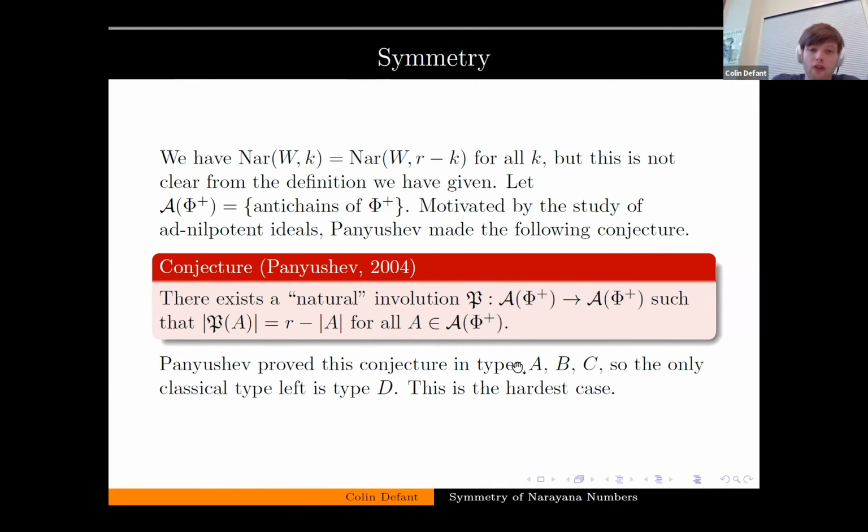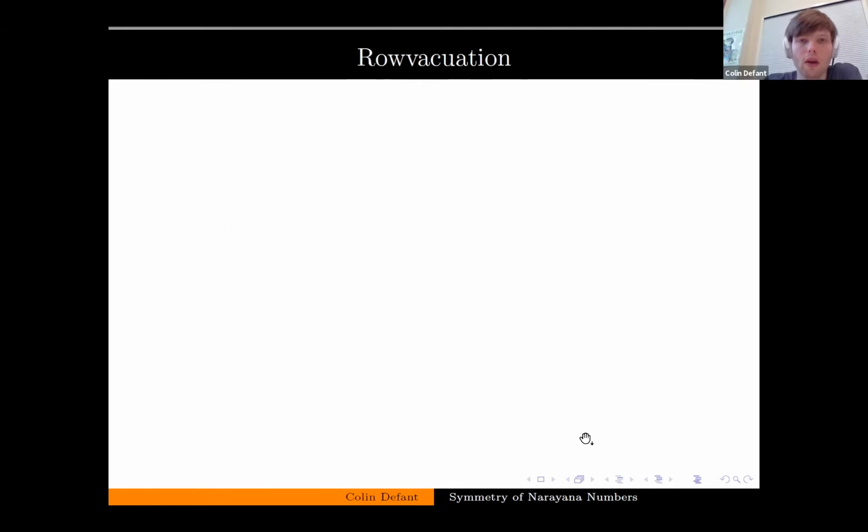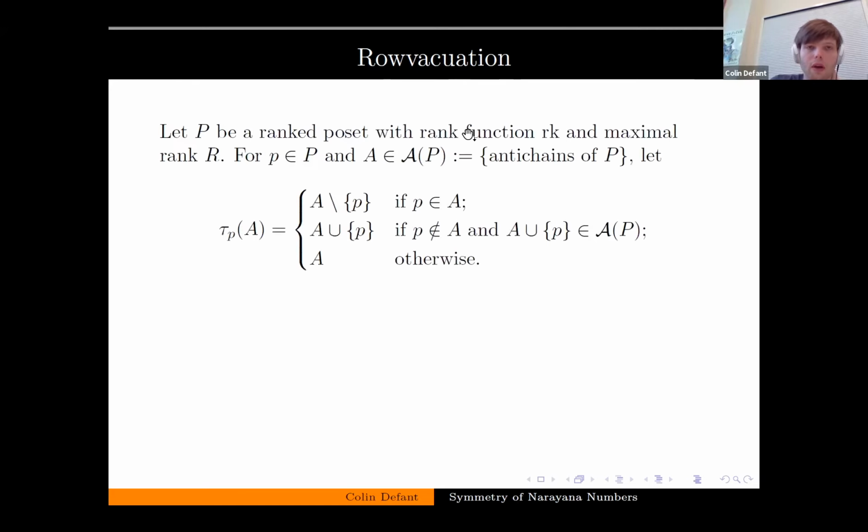And Panyushev proved this conjecture in types A, B, and C. So if you care about the classical type root systems, the only one left is type D. But this turns out to be the hardest case. And the main punchline of the talk here is that Sam Hopkins and I have settled the conjecture in type D. And so I want to tell you about the involution that actually works. And in fact, this is going to be an involution that works in all of the classical types. This is called Rowvacuation. And this is a map that Sam defined in a previous paper. And you can actually define it on any ranked poset.